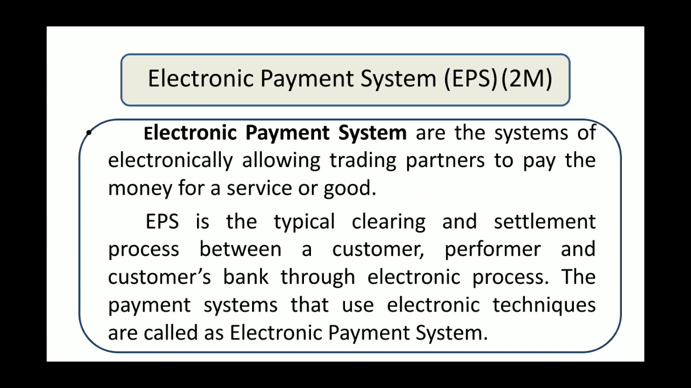Here, electronic payment system is the typical clearing and settlement process between a customer, performer and customer's bank through an electronic process. The payment systems that use electronic techniques are called electronic payment systems. Like if they ask for 2 marks, what is EPS or electronic payment system? Any one definition you can write for 2 marks. At least 2 sentences you have to write. Generally if you write also they will give marks, or you can write whatever the sentences are here.